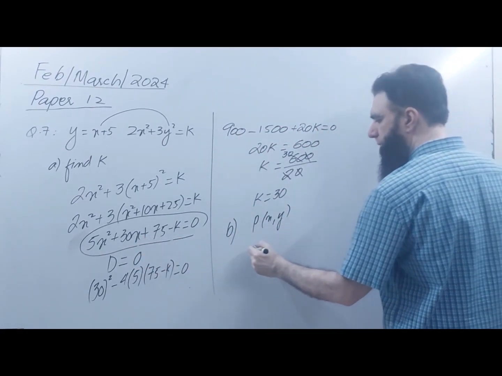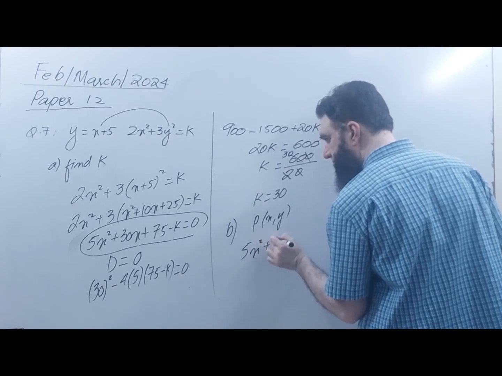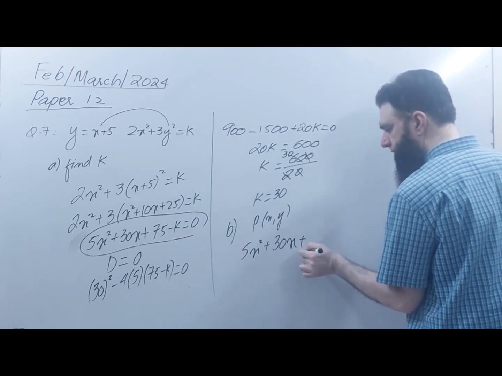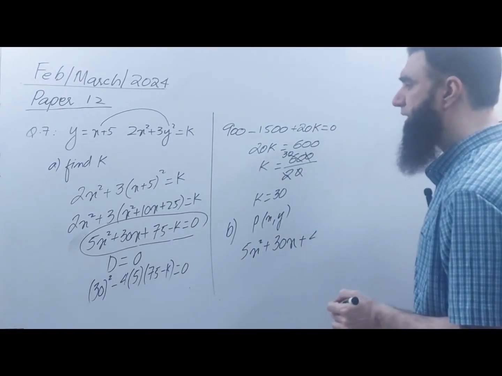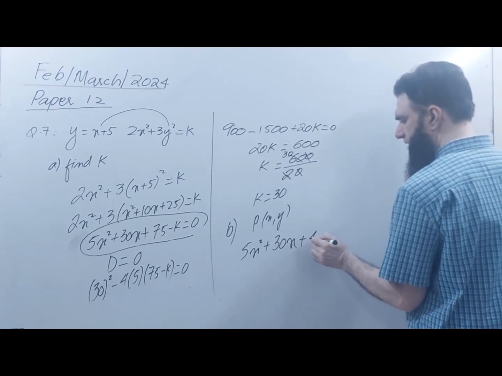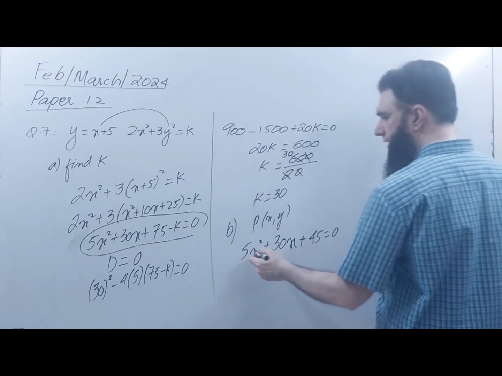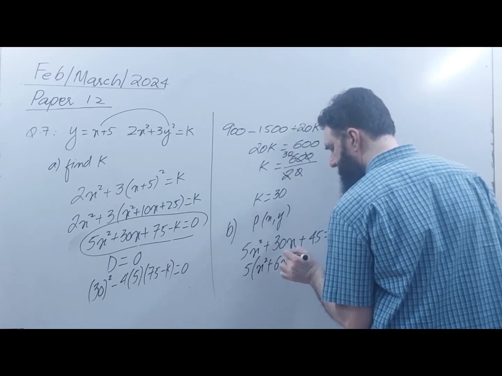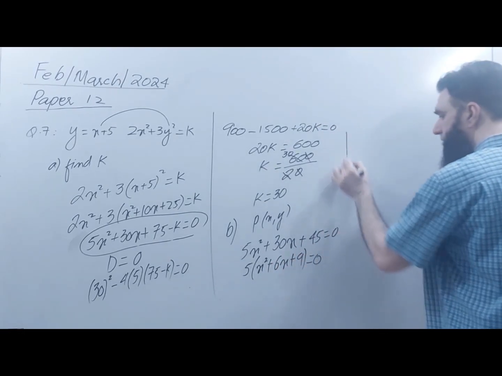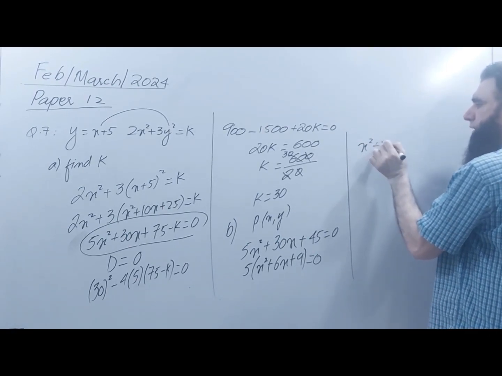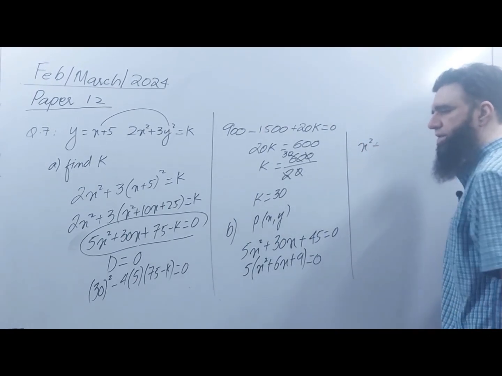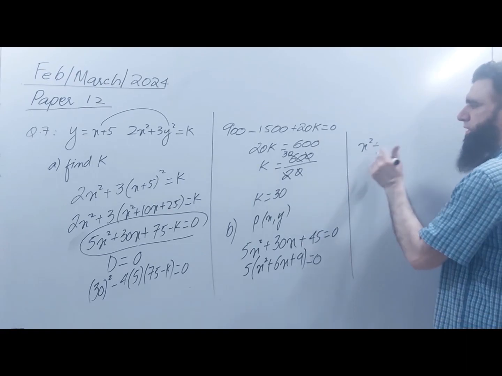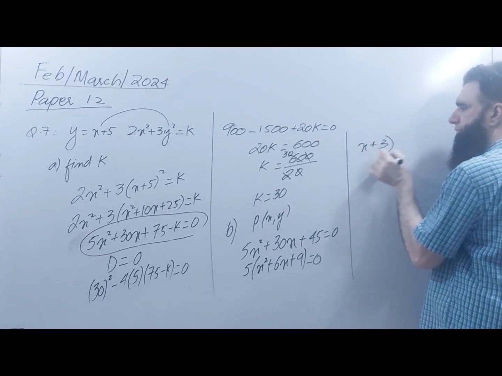What you need to do for part B is write this equation, 5x squared plus 30x, and put the value of k as 30 here. 75 minus 30 is 45. This is 0, and you take 5 common. This is x squared plus 6x plus 9 equals to 0. So the final answer is x squared. And you can see this is a perfect square. Being a good kid who has been doing good work in mathematics, you see this is a perfect square form, which is x plus 3 whole squared.